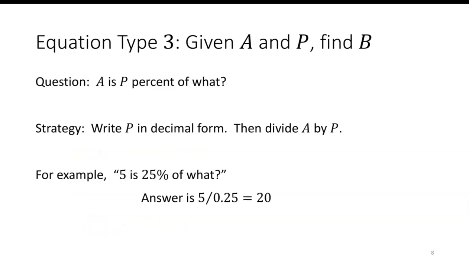And then the third type is where you know the amount and the percent, but you're looking for the base. So in this case, A equals P% times our unknown. I would divide by the P%, so it's amount divided by that P% is equal to our base. So the strategy to solve this type of problem is you rewrite the percent in decimal form, then divide the amount by that percent. So for example, 5 is 25% of what? Well, that's going to be 5 divided by 0.25, and that comes out to be 20.